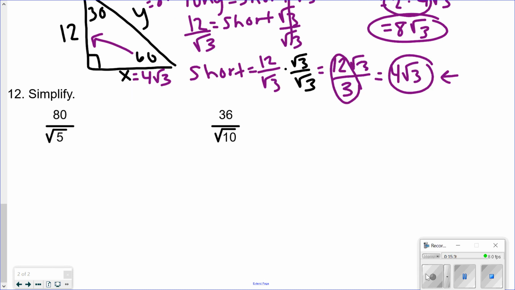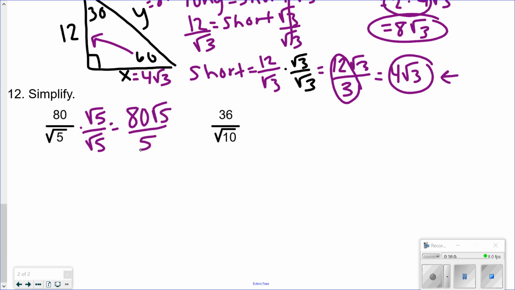Finally, we just want to practice simplifying radicals. So for my first example here, I have radical 5 in the denominator. So what am I going to multiply this fraction by? Well, I need to multiply it by what's in the denominator, which is the square root of 5 over the square root of 5. So when I simplify this, I end up getting 80 radical 5 divided by 5.